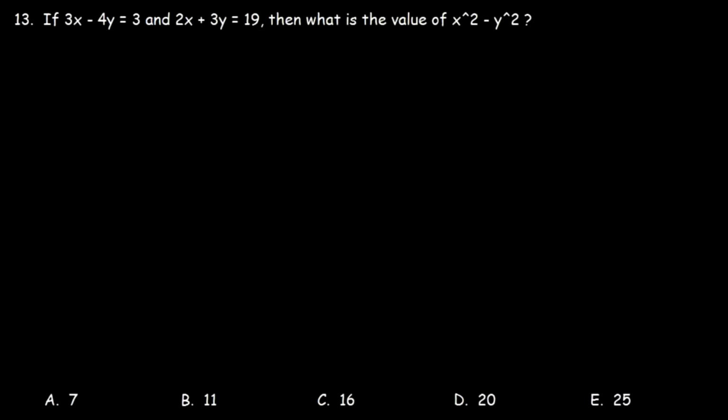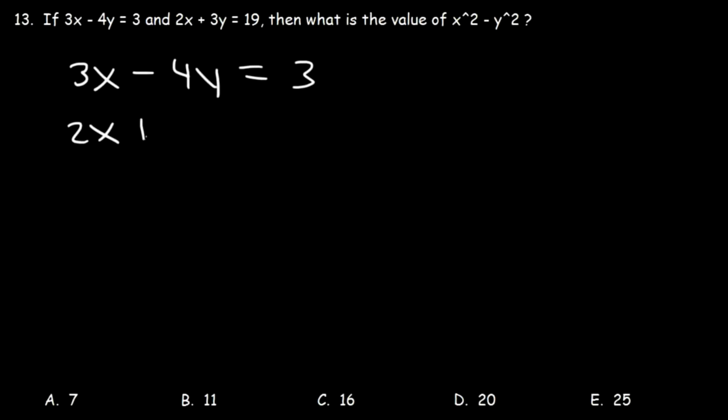Number 13. If 3x minus 4y is equal to 3, and 2x plus 3y is equal to 19, then what is the value of x squared minus y squared? So how can we figure this out? Well, if we could find the value of x and y, we could simply plug it into this expression and get the value of x squared minus y squared. So we're given two equations and we have two variables, which means we can solve it using a system of equations. You can use the elimination method or the substitution method.